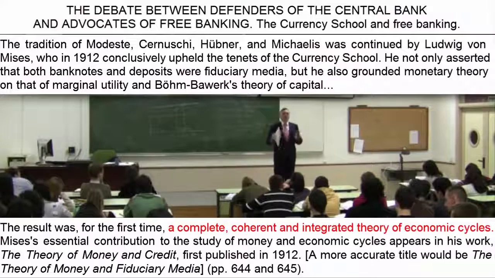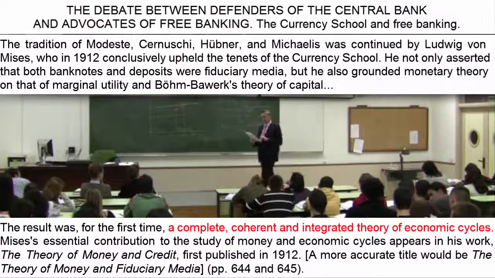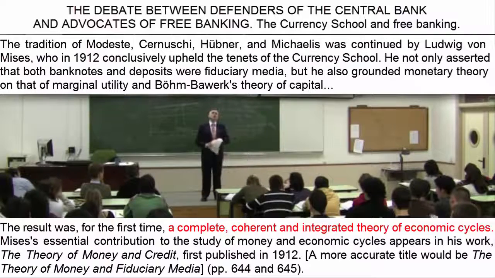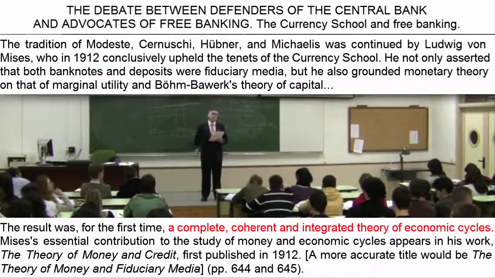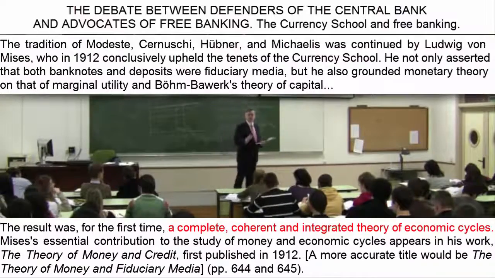The title was poorly translated. A more accurate translation would be The Theory of Money and Fiduciary Media, which we know are deposits unbacked by saving. Anyway, the title was rendered as The Theory of Money and Credit, when credit is actually the balancing entry for deposits unbacked by saving.